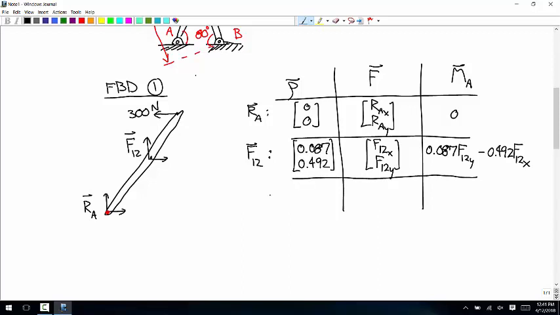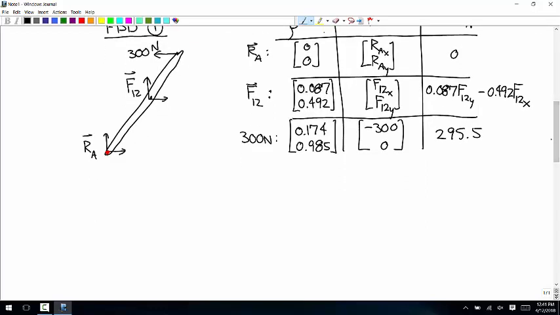And the 300 Newton force. The rho vector is just twice of this, so that's 0.174, 0.985. Force vector is negative 300, 0. So what's 0.985 times 300? 295.5.